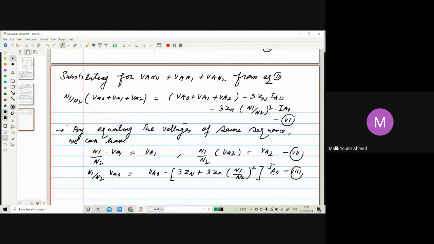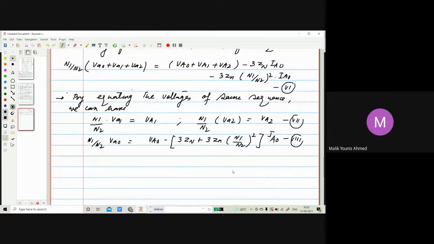I have done nothing, but I have equated the voltage of the same sequence: positive with positive, negative with negative, zero with zero, zero sequence with zero. This is IA0 here.